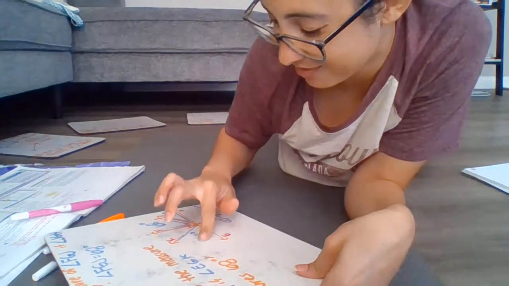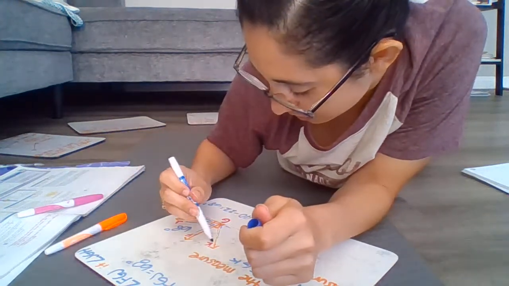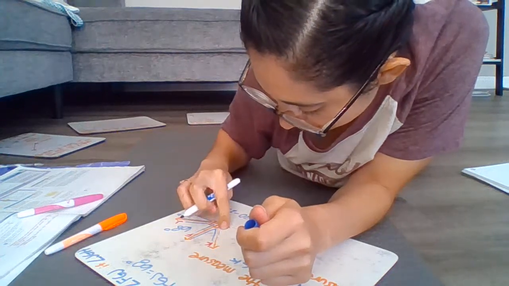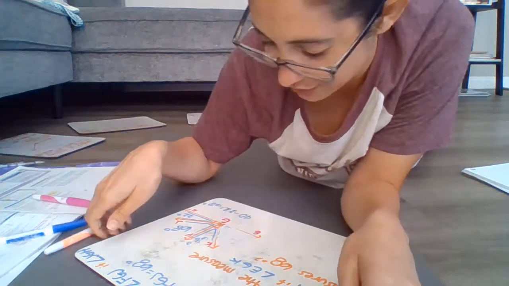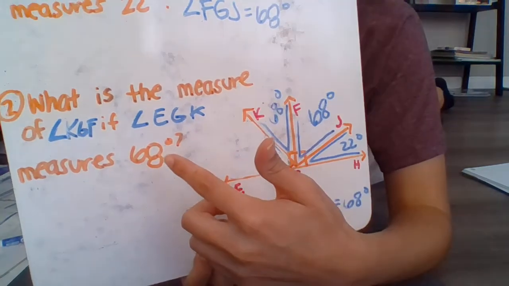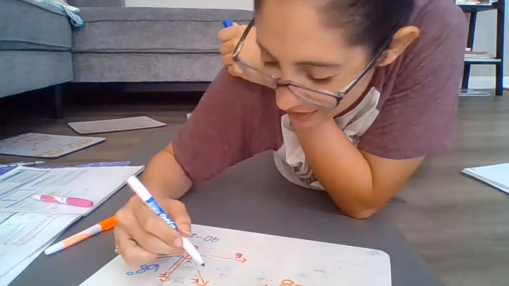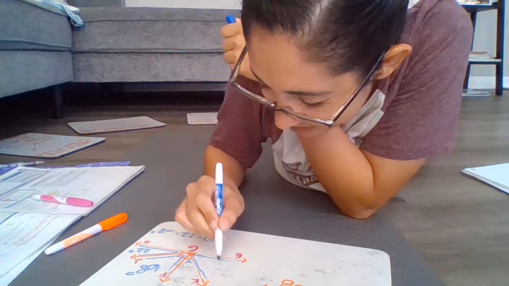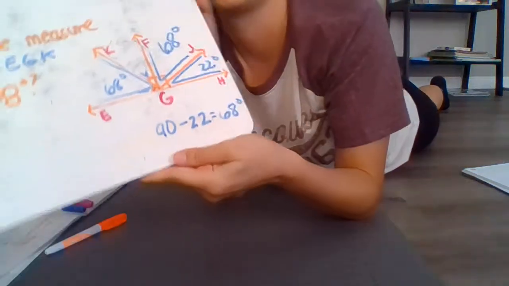Messed up again. Don't write backwards. This is 68 degrees. Sheesh. Okay. So they told us that. No, I was right. I know a lot of you guys are saying, "Hi, Miss Espy." I miss you guys saying that.